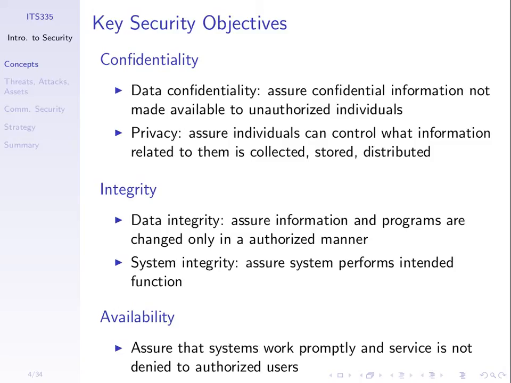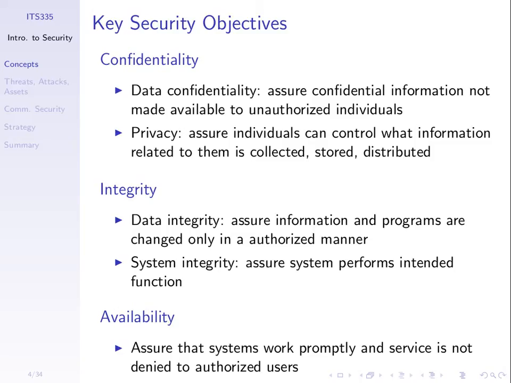Similarly, system integrity: make sure the system, a computer system, maybe a networked computer system, does what it's intended to do. We have a computer, it has a purpose of performing some calculations. System integrity is making sure that computer system performs those calculations and again is not modified in some way that it does something different than its intended function. So integrity is making sure things stay as we expect them, that they're not modified.